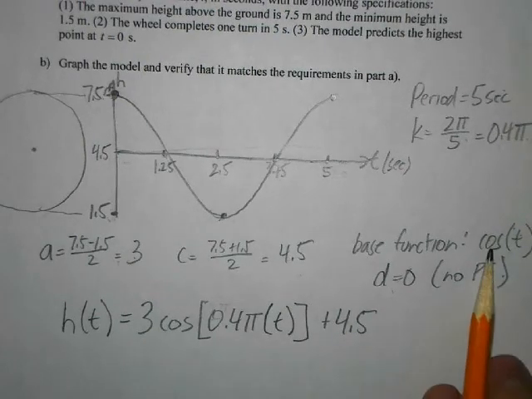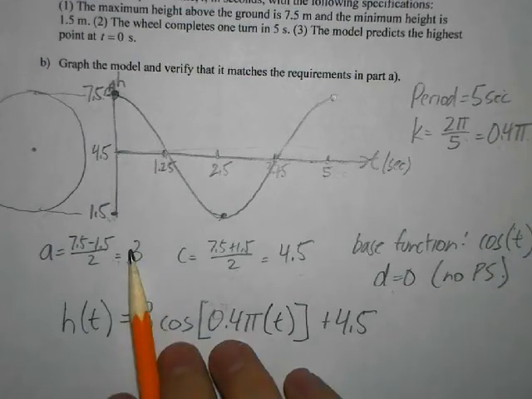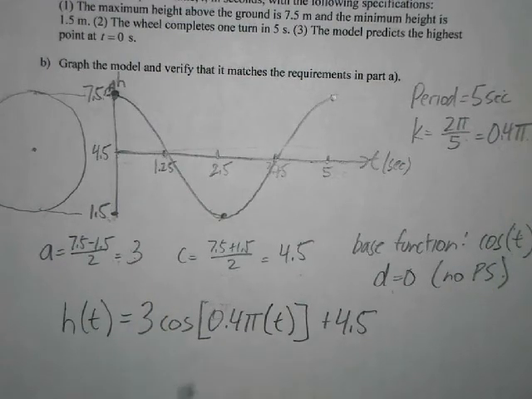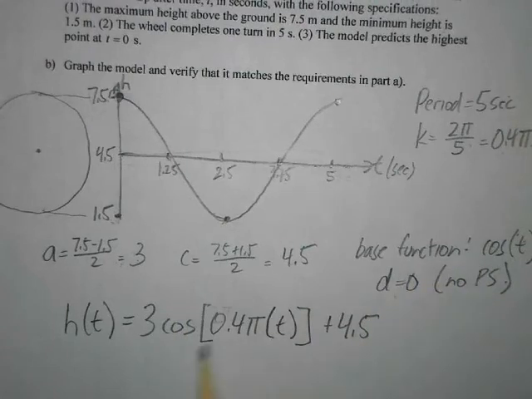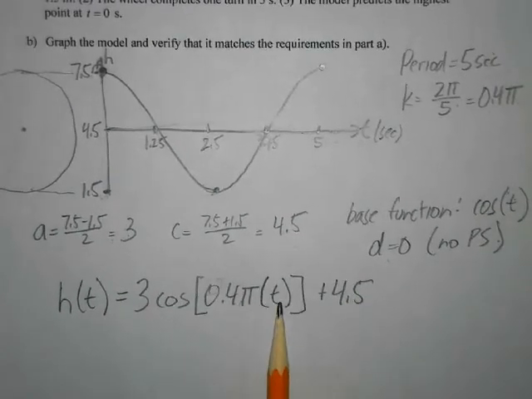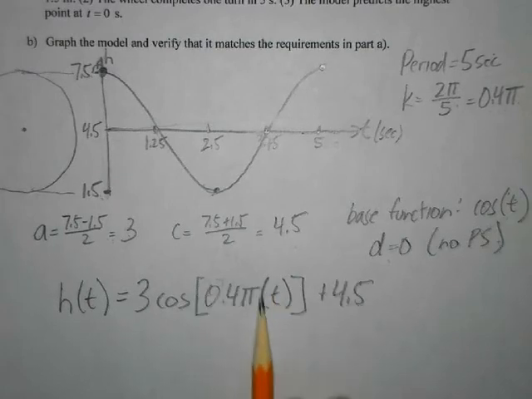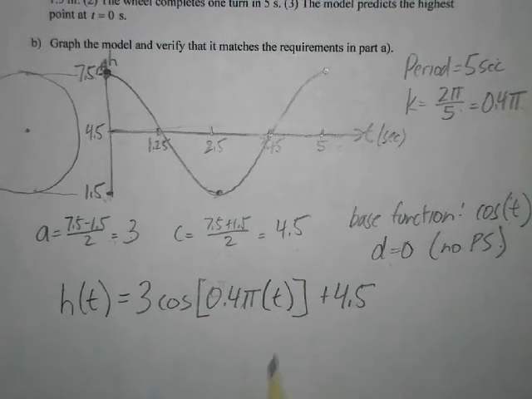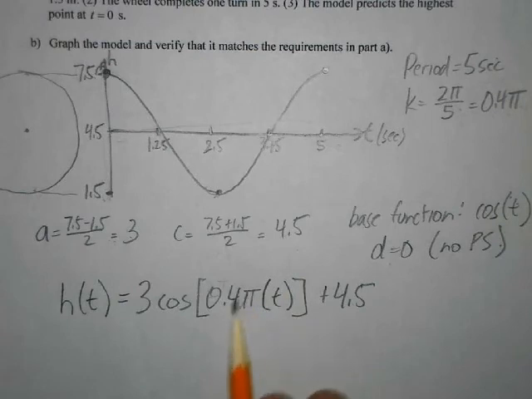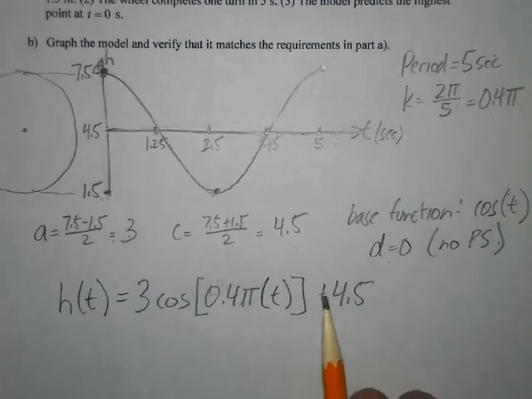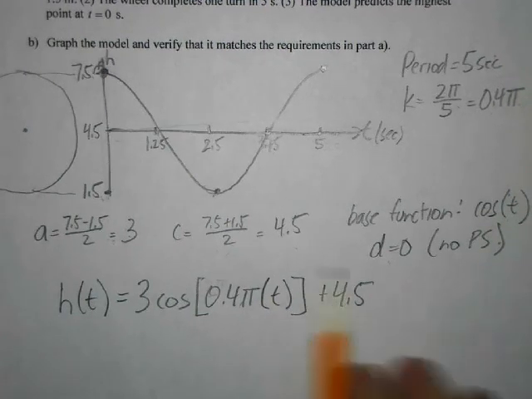Since we're using cosine, not negative cosine, that 3 value for a stays at 3. Cosine, because we're picking cosine, and then the k value 0.4 pi times t. You don't have to put it in brackets, but I like to separate them. A lot of times when you're doing these equations, you'll see the pi there and you'll forget to write the x or the t. So be careful of that. And then there's no d value, so it's just t in the brackets. And then plus 4.5. So that's the equation that models this.